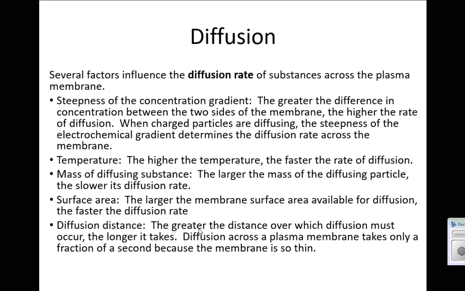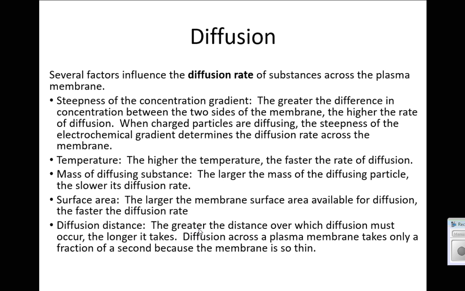Now, there are several factors that can affect diffusion rate. We've already talked about one of them, and that was the first one listed here on the bullet, describing the steepness of the concentration gradient. The steeper the difference, or the greater the difference between the two sides of the membrane, the faster the rate of diffusion. Okay, like having 100 on one side and 10 on the other side versus 50 and 10.